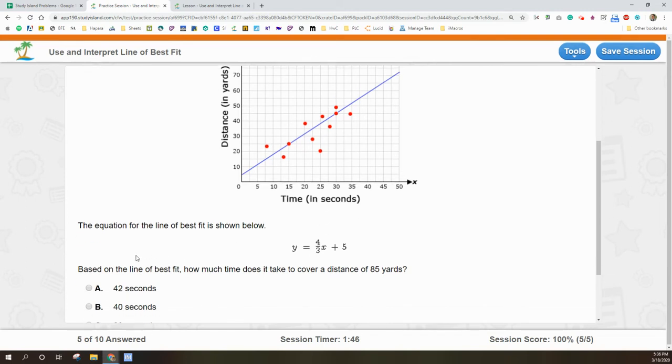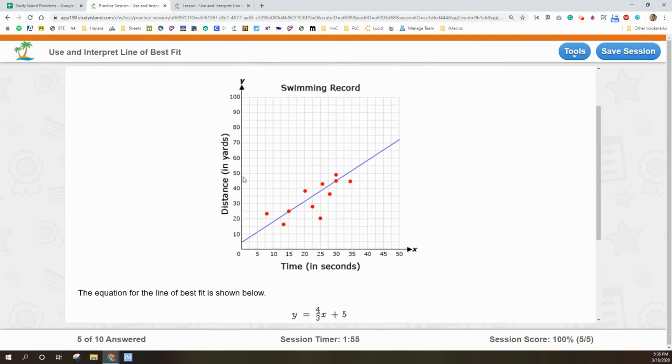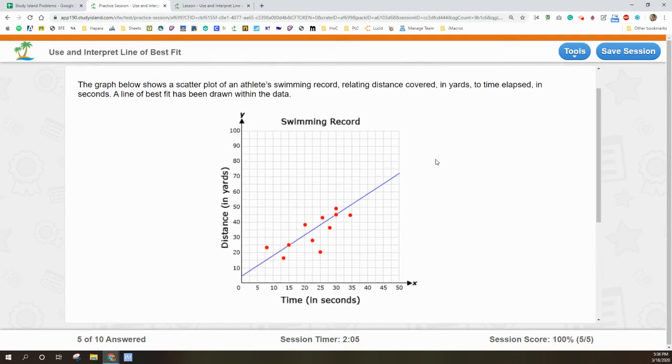Let's read the question. Based on the line of best fit, how much time does it take to cover a distance of 85 yards? All we have to do is find 85 yards on our y-axis. We go up here, we find 85, and we go right on over to where it intersects the line. Now, obviously, that's a problem here because 85 yards is not on our graph. We have run out of space.